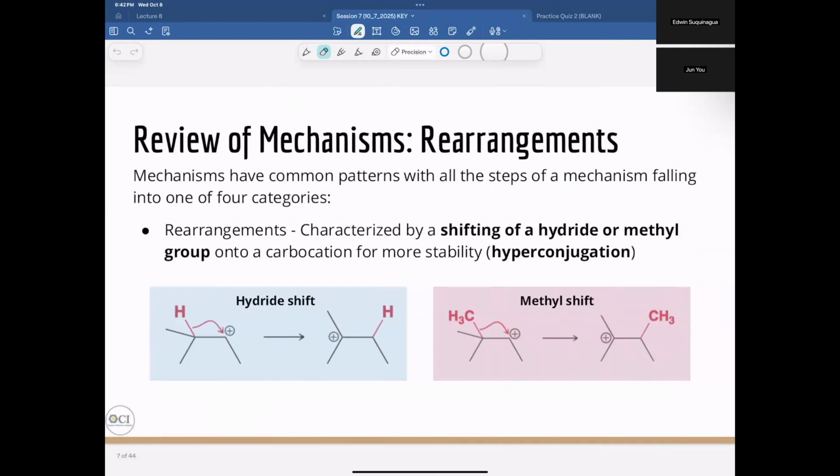And we got rearrangement. And there's two types of rearrangement. We have the hydride shift and we have a methyl shift. Don't forget that there are these two. You'll most often do a hydride shift, but sometimes they'll throw in a methyl shift to throw you off. So don't forget about it.